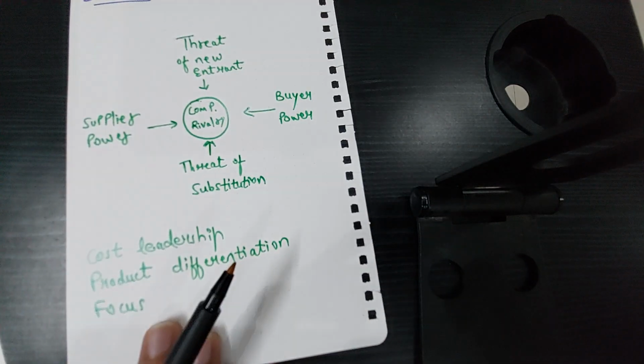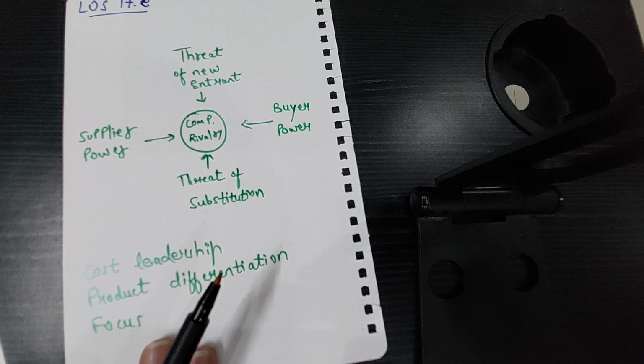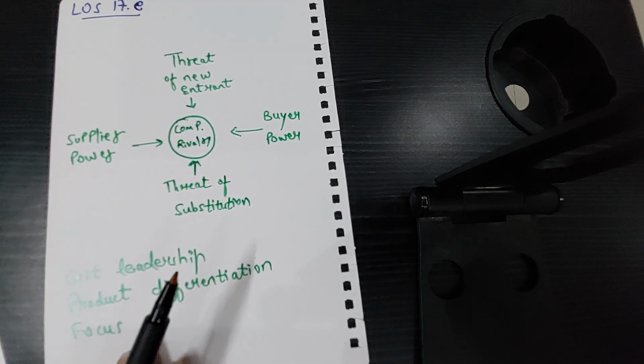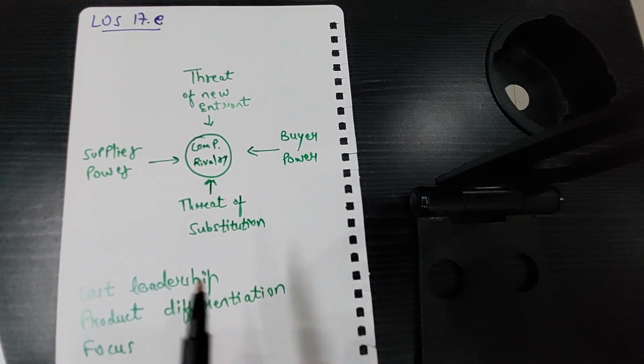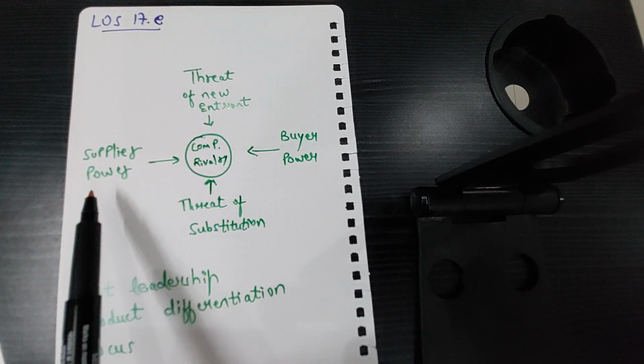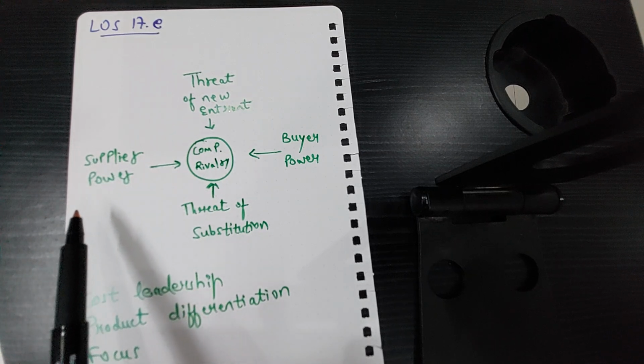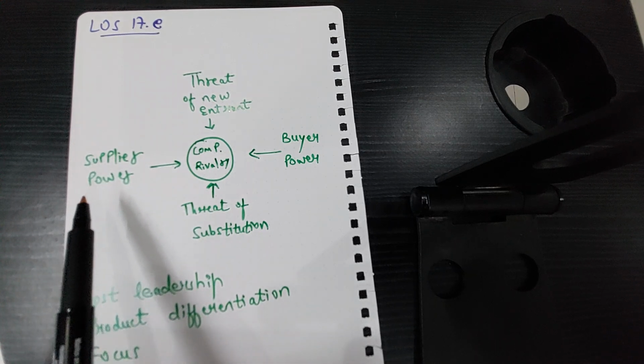Coming on to the next LOS, which is LOS 17E. Describe questions that should be addressed in conducting an industry and competitive analysis. While we are conducting industry competitive analysis, here Porter's 5 forces have been described. That is supplier power, the suppliers of your raw materials. How much power do they have?